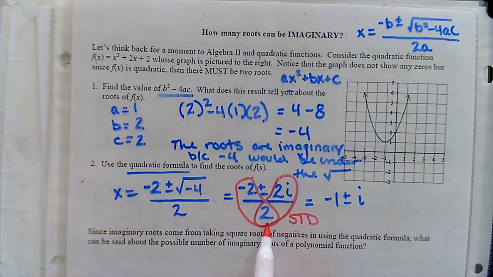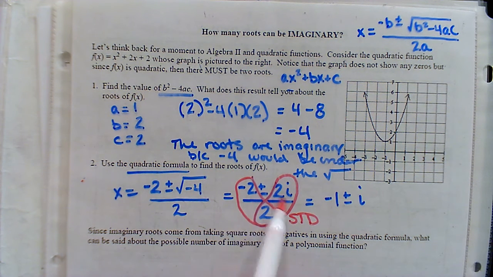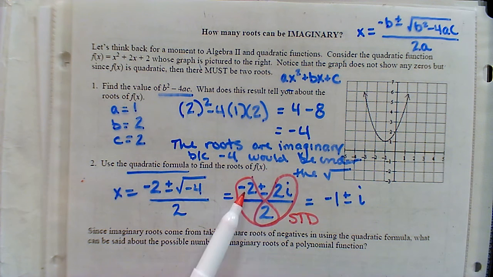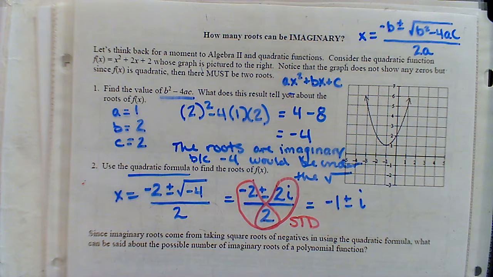Okay, so if you have a single term denominator, one thing down in the denominator, you can break up your fraction, doing each division separately. Negative 2 over 2 is negative 1. 2 over 2 is 1. You still have the i there. Okay, so what's going on here? We said there should be 2 imaginary x-intercepts, right? What are the 2? Can we label them?